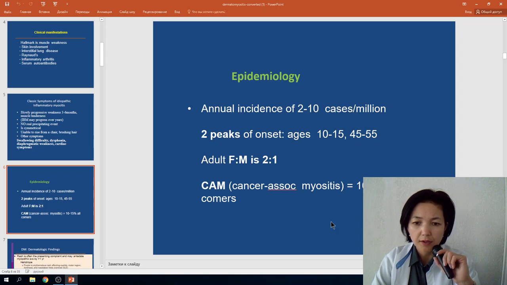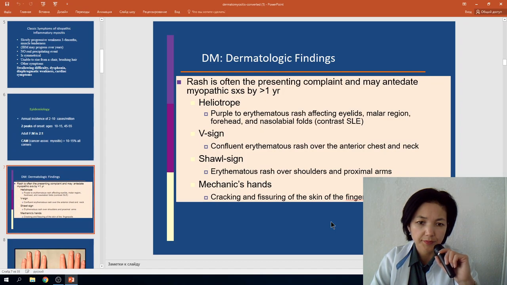This disease has an annual incidence of 2 to 10 cases per million. We have two peaks of onset: at age 10 to 15, the teenage years, and a second peak at age 45 to 55. It damages very active ages, and is mostly common in adults, females, with a female to male ratio of 2 to 1. About 10 to 15% of all cases may be associated with cancer. This is cancer-associated myositis.